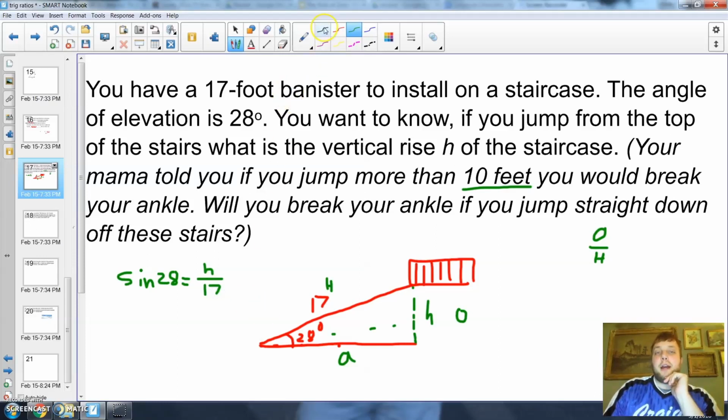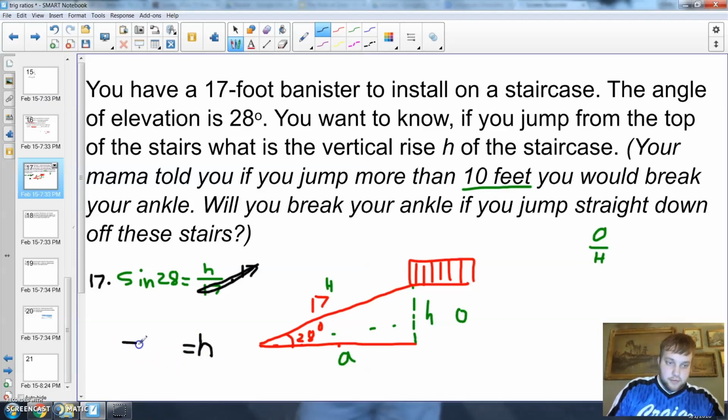Alright, so then from here on, it's calculator work, and how do I get rid of divided by 17? I'm going to multiply by 17 on both sides. And that cancels out there, and I am left with my height equals 17 times the sine of 28, which I get a final answer of H, my height, equals 7.98.